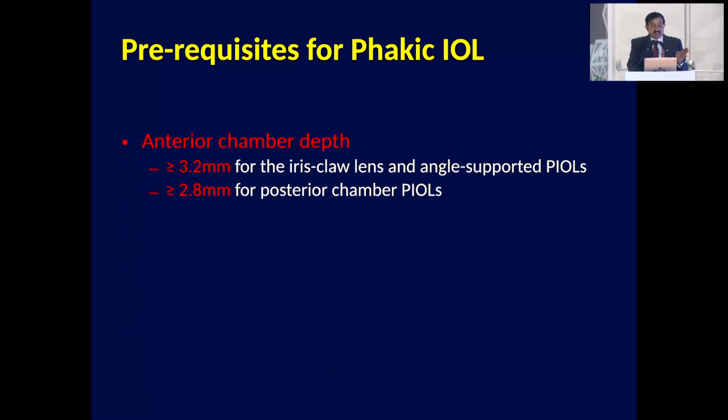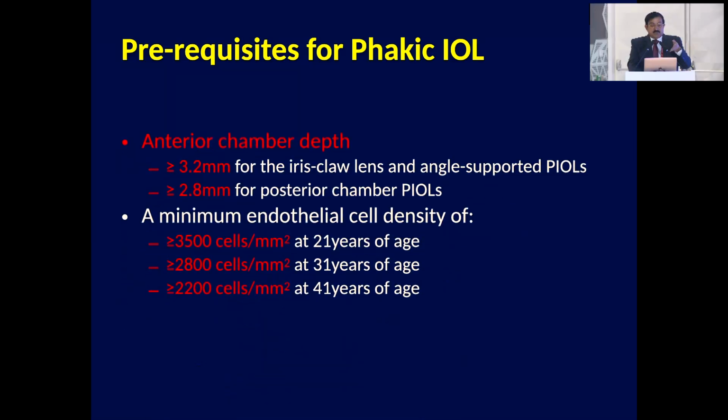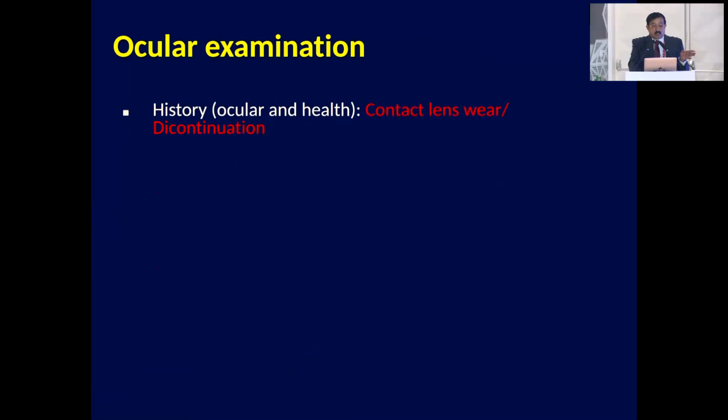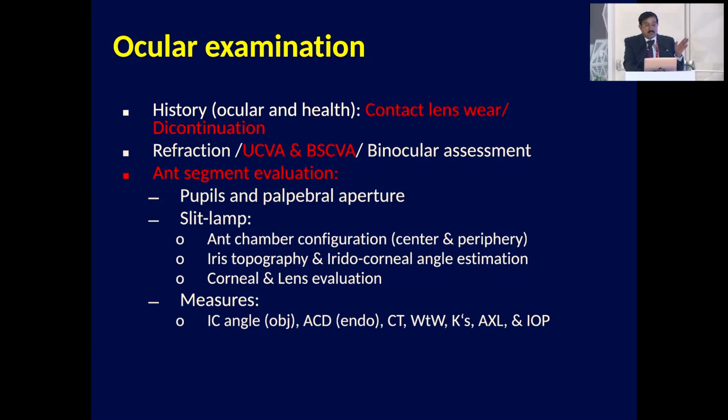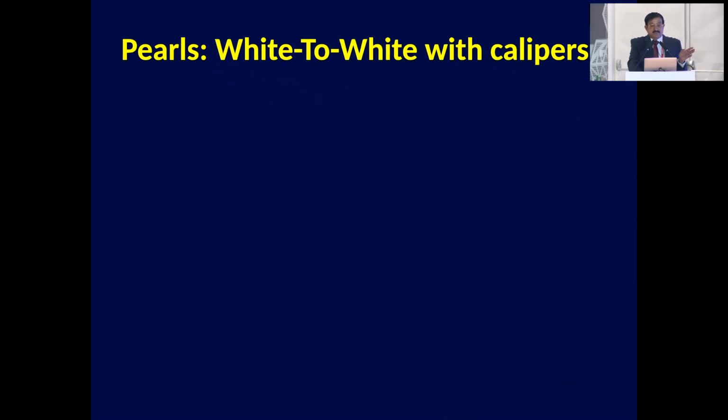So the prerequisites, 3.2, 2.8, 2.8 millimeters we have to adhere to. Endothelial cell count we definitely need to see. The ocular examination is very important: contact lens discontinuation, the anterior segment evaluation, the measures, and the angle, as well as the white to white is very, very important.